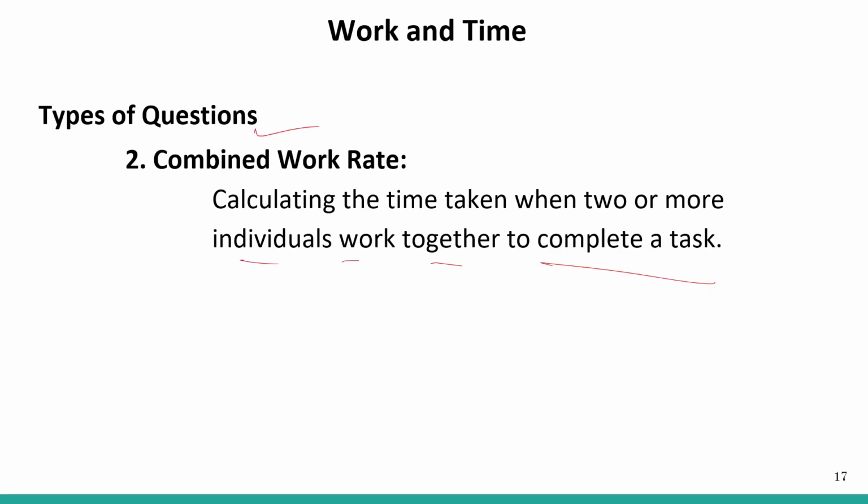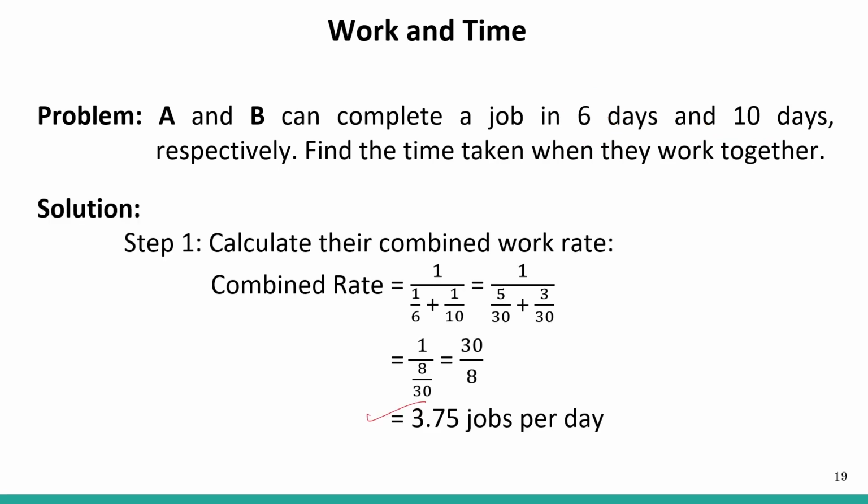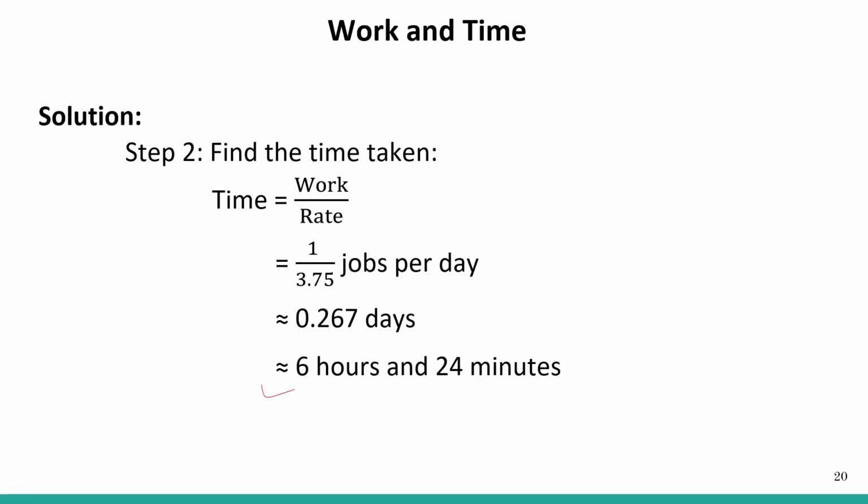Combined work rate: calculating the time taken for 2 or more individuals working together to complete a task. If A and B can complete a job in 6 days and 10 days respectively, find the time taken when they work together. When they work together, the time taken by them is 3.75 days. What you do is find the time taken, that is time is equal to work by rate, which is 1 by 0.375 (the combined rate).